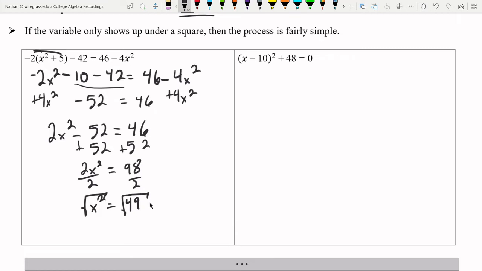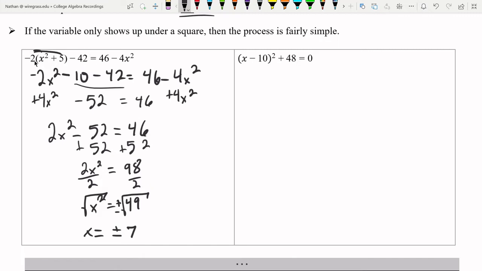And the key thing to note is that whenever you take a square root, you must add a plus or minus in front of it. Whenever you take a square root, a fourth root, a sixth root, an eighth root, any even powered root, add in a plus or minus. That's because x can equal plus or minus 7 in this case.